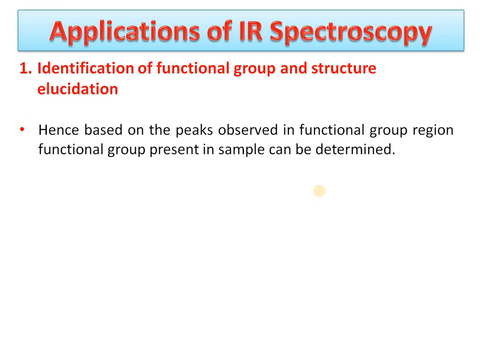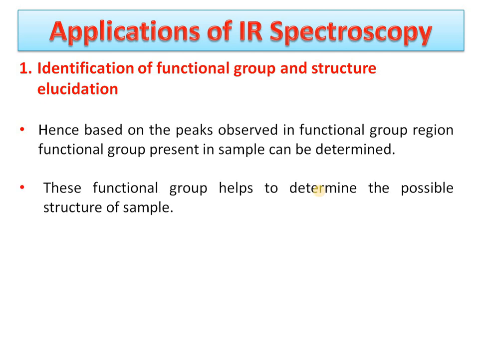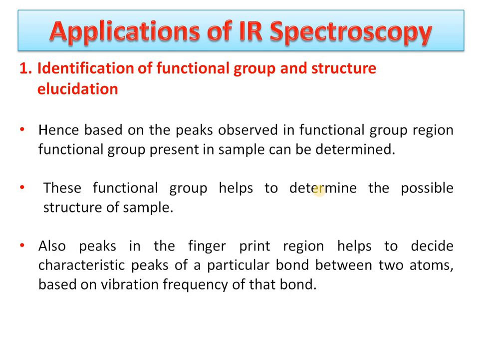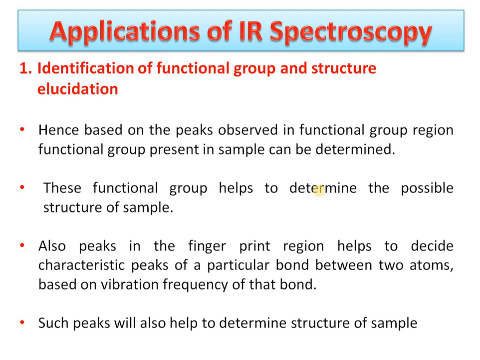Hence, based on the peaks observed in the functional group region, the functional group present in a sample can be determined. This functional group helps to determine the possible structure of the sample. Also, peaks in the fingerprint region help to decide the characteristic peak of a particular bond between two atoms based on the vibration frequency of that bond. Such peaks will also help to determine the structure of the sample.